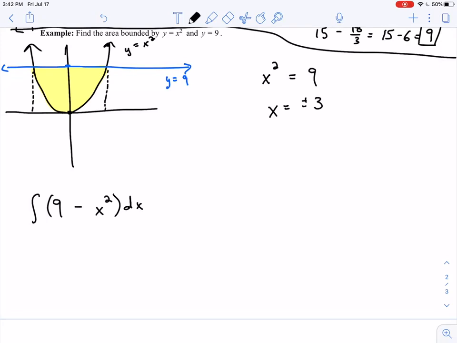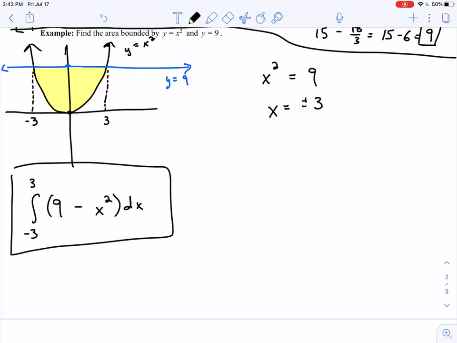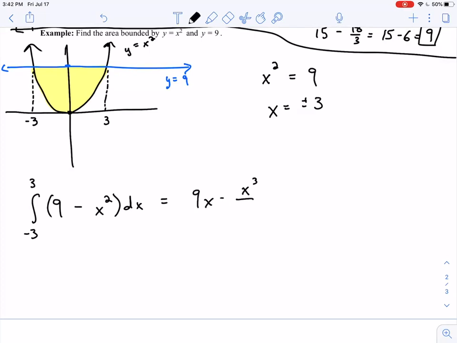So that means it intersects over here at positive 3, and then on the left-hand side at negative 3. That also means that these are the limits of integration here. So my limits of integration will be from negative 3 to positive 3. So here is the definite integral that I'd like to evaluate. From here on out, I don't really need to look at my picture or anything else. I know that I'm just evaluating this definite integral. So first thing I need to do is find my antiderivative. This would be 9x minus x to the third over 3, evaluated at 3 and negative 3.